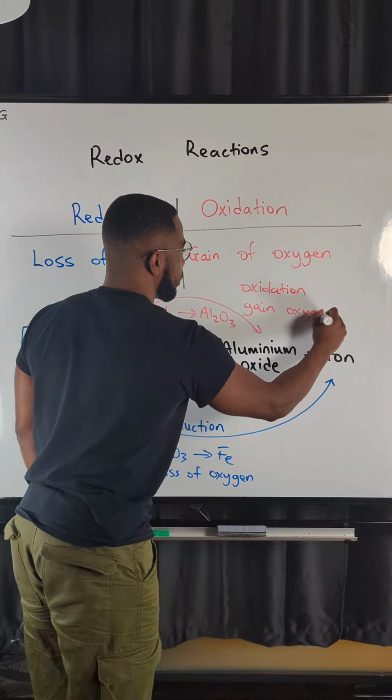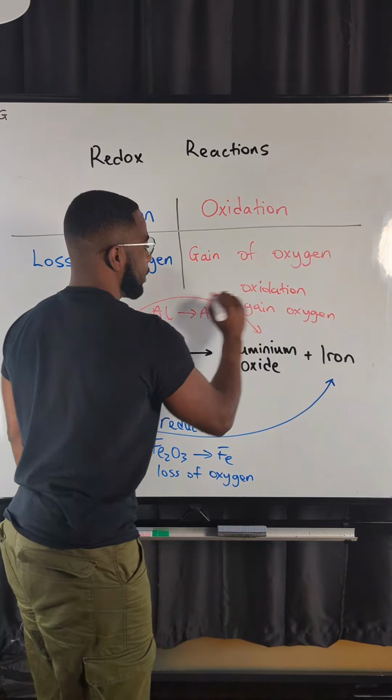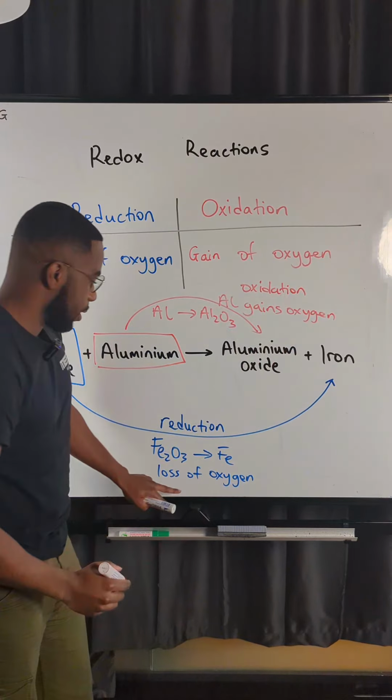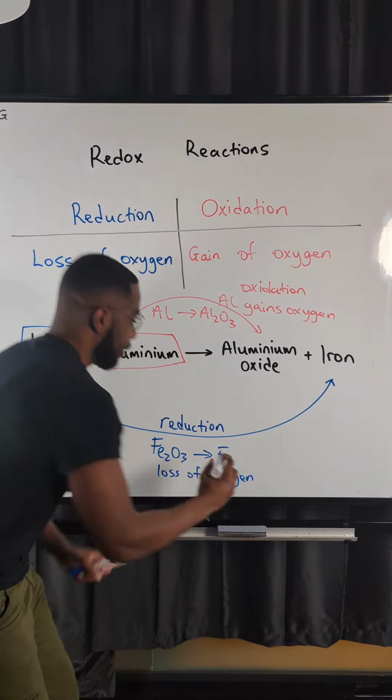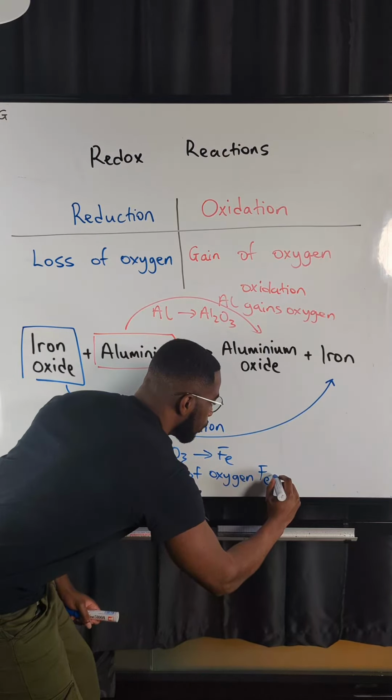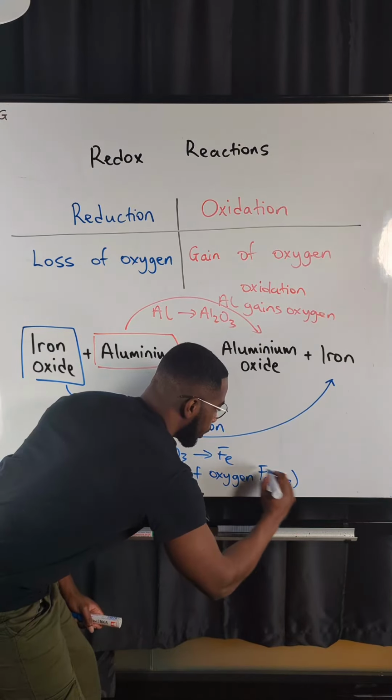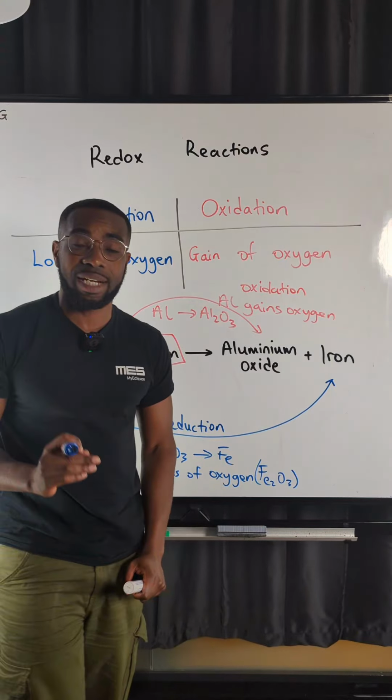And what is gaining oxygen? It's the aluminium that gains oxygen there. And over here, loss of oxygen from our Fe. Let's swap back. Our Fe2O3 loses the oxygen there. So hopefully that's nice and clear for you.